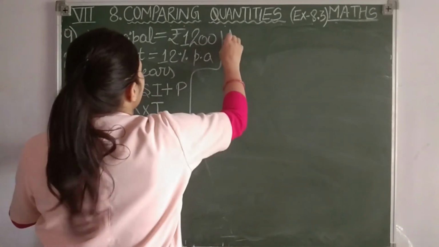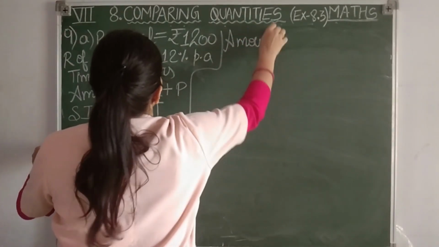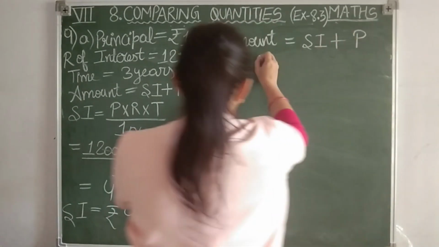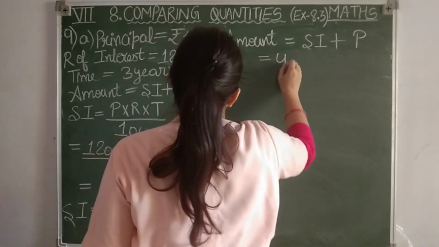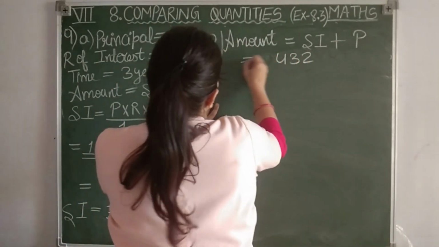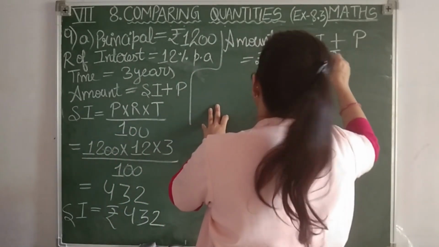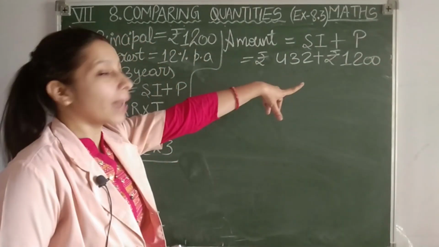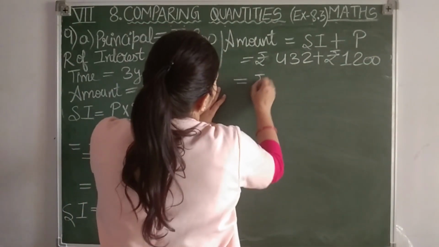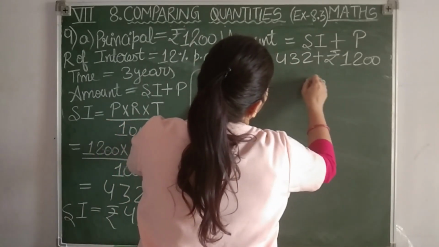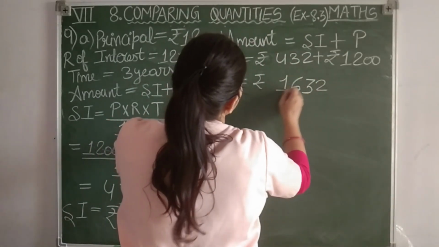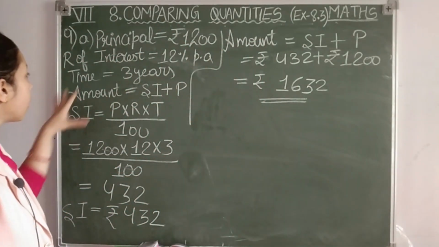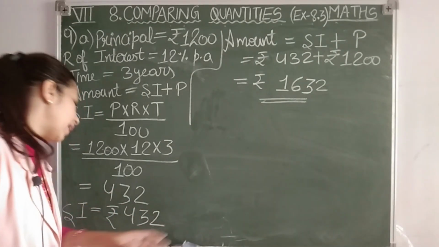But we have to give the amount also. So amount is equal to, we have already written the formula, students, simple interest plus principal. Once again I have written simple interest is how much here? 432 plus principal was rupees 1200. Clear? Interest amount and principal amount. On adding we'll get rupees 1632. Like this, very easily we found the amount that will be paid after 3 years.